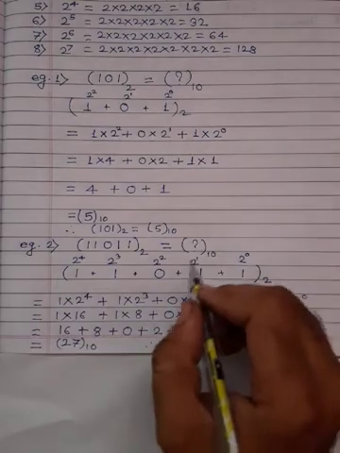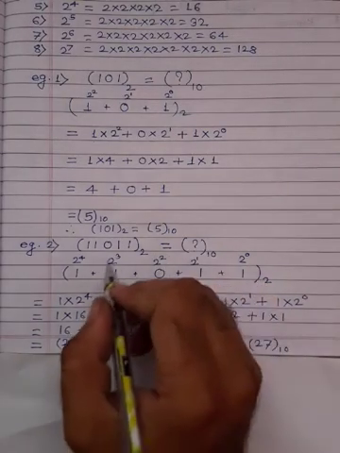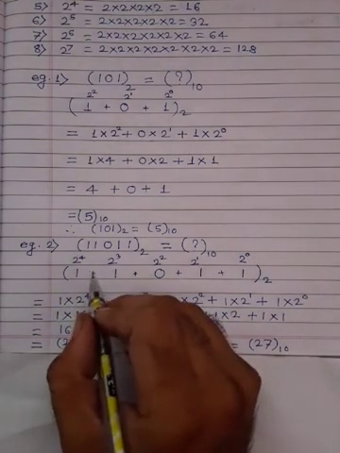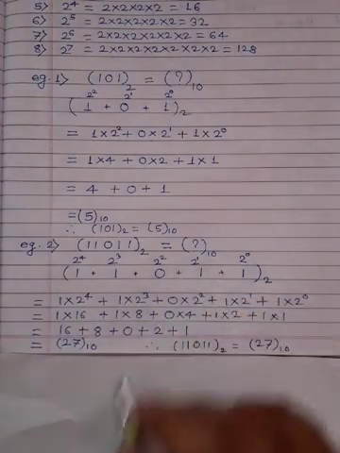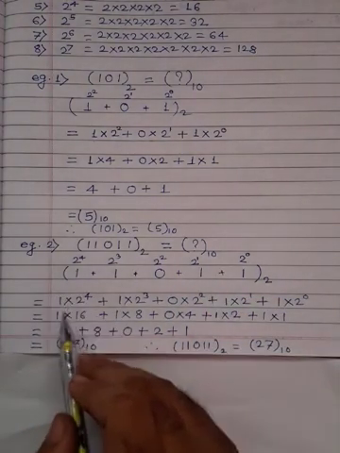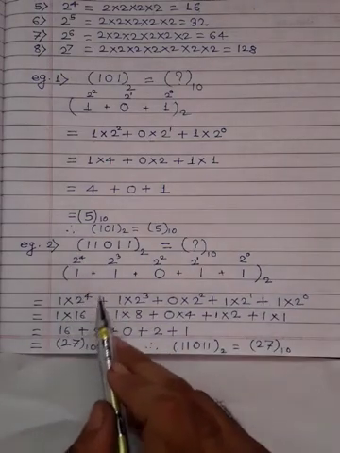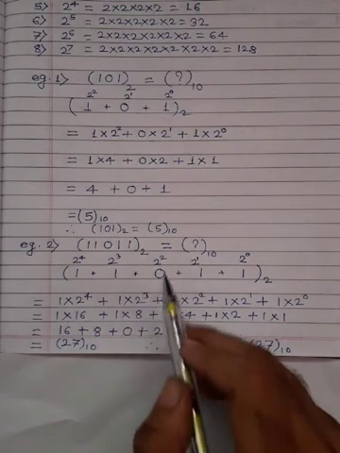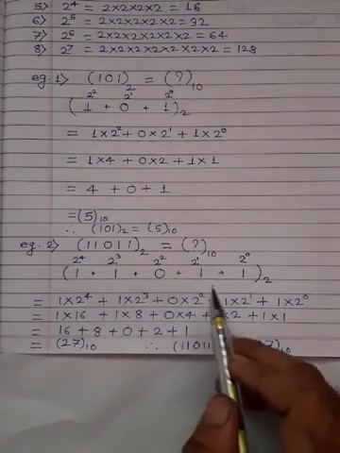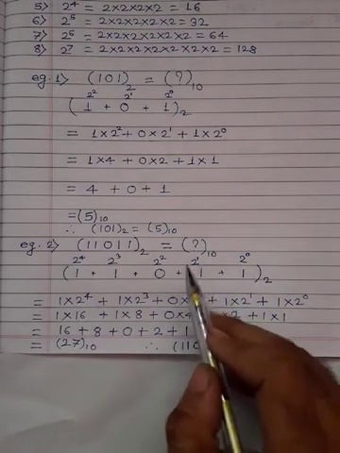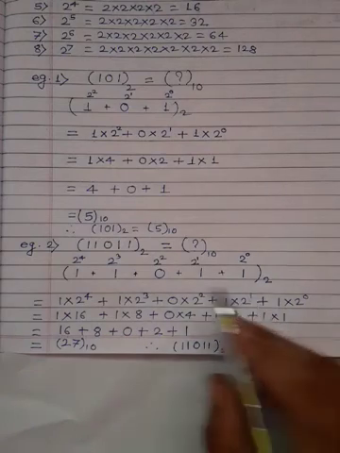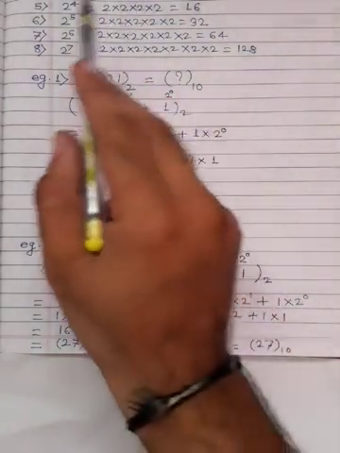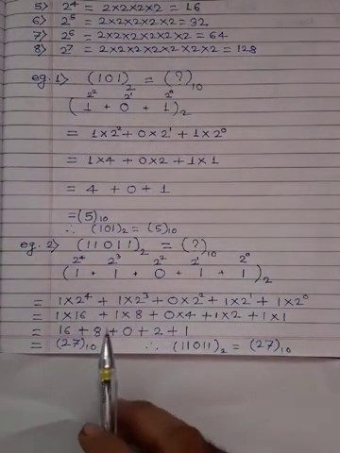2 to the power 0, 2 to the power 1, 2 to the power 2, 2 to the power 3, and finally 2 to the power 4. And give a small plus sign in between all the digits of the binary number. Now 1 multiplied by 2 to the power 4, plus sign as it is. 1 multiplied by 2 to the power 3, plus. 0 multiplied by 2 to the power 2, plus. 1 multiplied by 2 to the power 1, plus, and then 1 multiplied by 2 to the power 0. Now again use the results that I have given at the top of the examples.